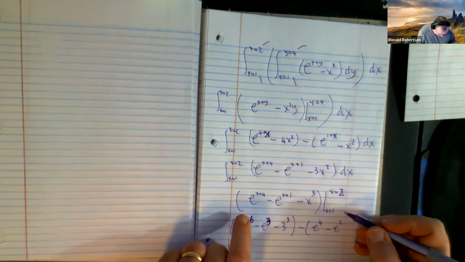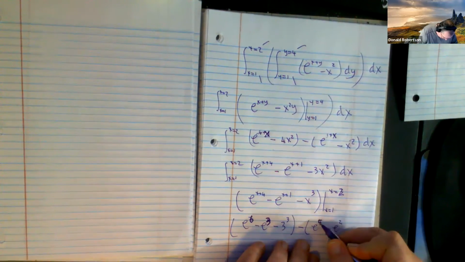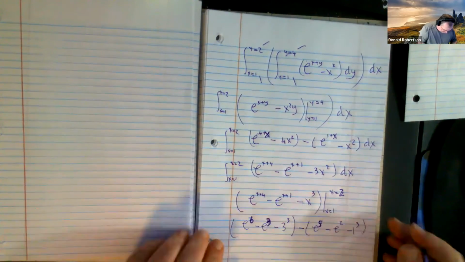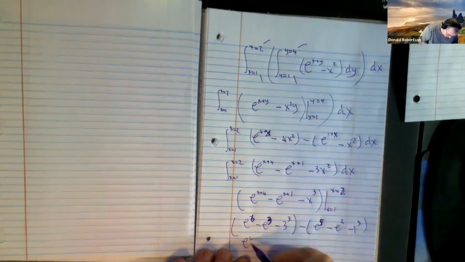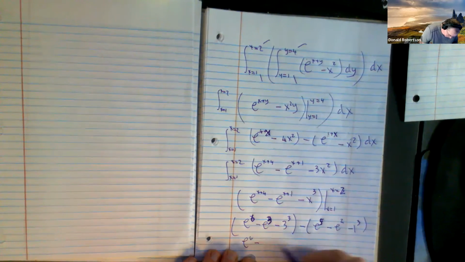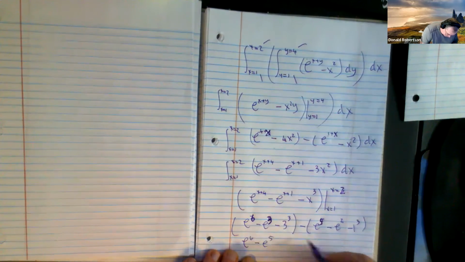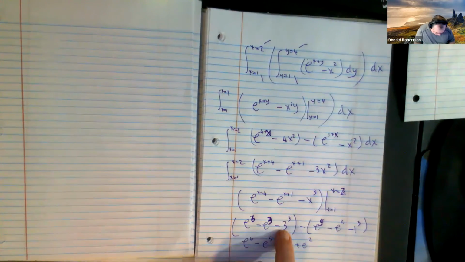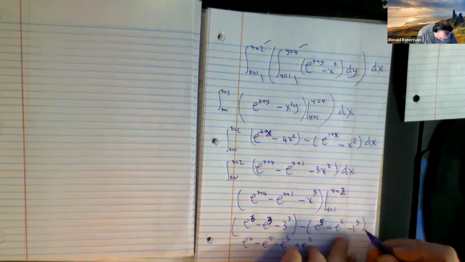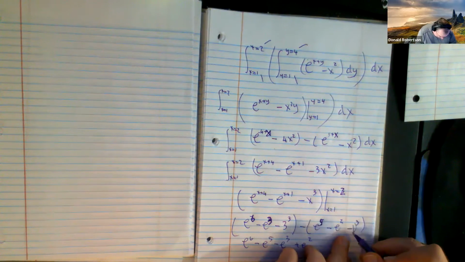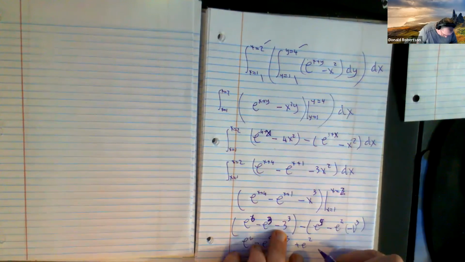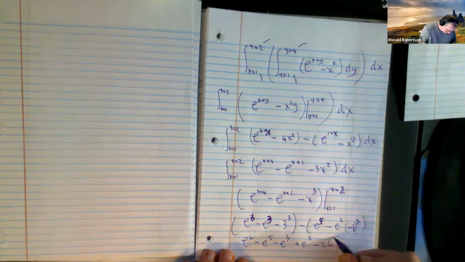Now I've got to be careful with this guy. It looks like I'm going to get an e to the 6, take away an e to the 5, take away an e cubed, plus an e squared, negative 27. Now be careful with this fella here, because the negative of 1 cubed is just negative 1, but that's an add 1. So negative 27, negative 26, I believe.